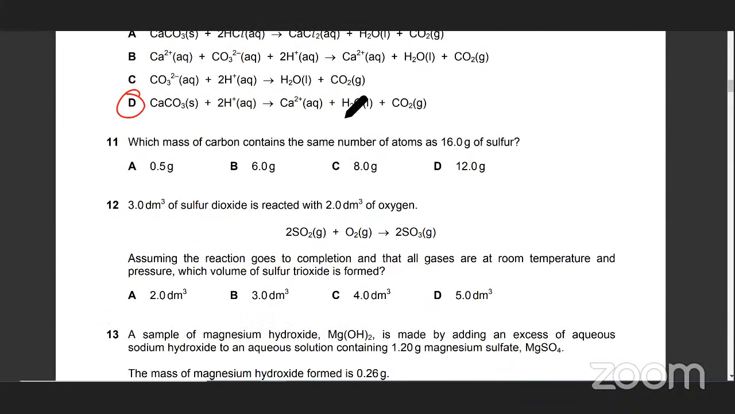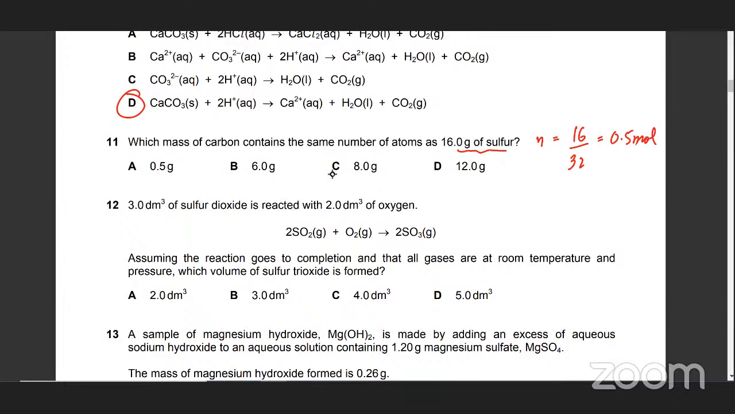अच्छा, next is which mass of carbon dioxide contains the same number of atoms as 16 grams of sulfur? पहले तो moles निकालो इसमें. How do you find moles? Moles is mass divided by Mr. Sulfur के case में it's going to be Ar. Sulfur is just 32, so it's 0.5 moles. So you're looking at now. अच्छा, क्या उससे 0.5 moles.